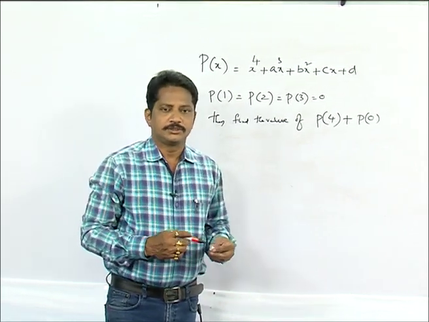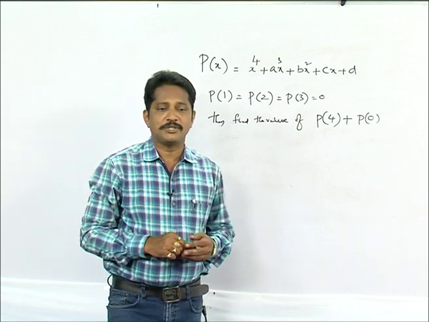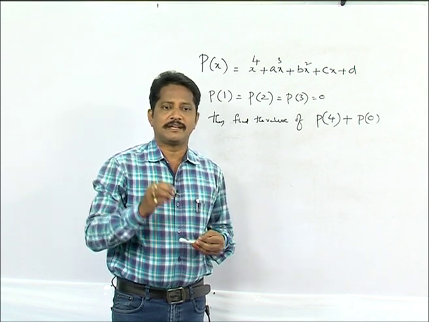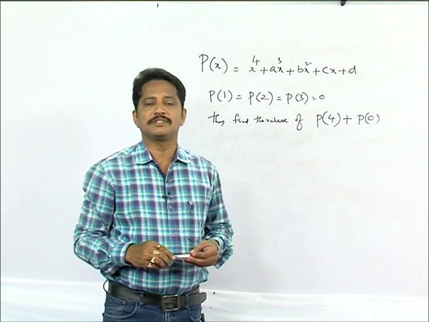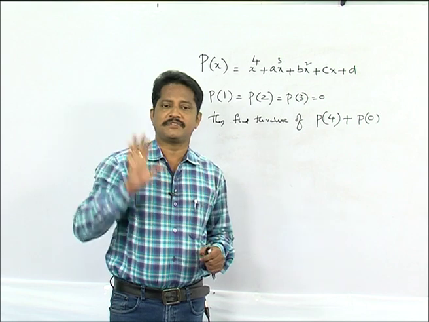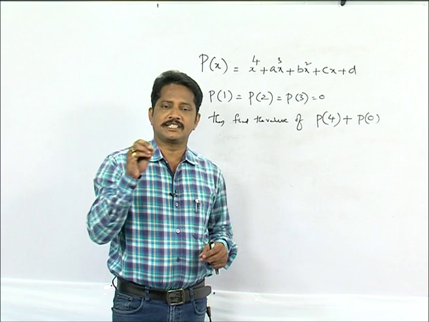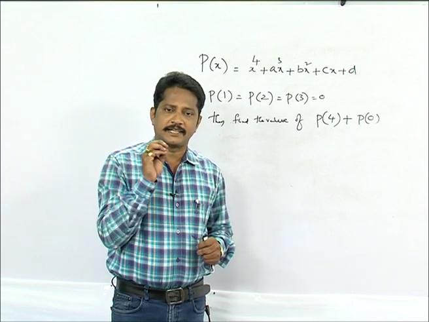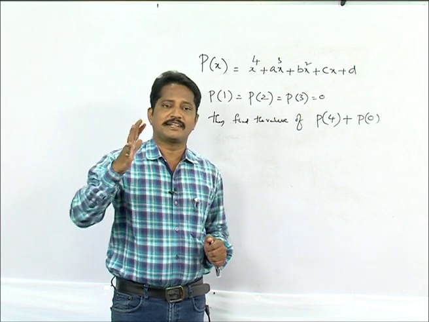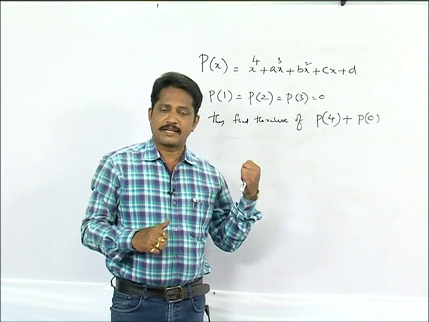You are writing; mostly all of you know this answer. Procedure-wise, maybe 80% of the people will do this: p of 1 equal to 0 means they will substitute x equal to 1 and get an equation in terms of a, b, c, d. They will substitute x equal to 2 and again get an equation in terms of a, b, c, d. They will substitute x equal to 3 and get another one. So you get 3 equations in terms of a, b, c, d. Now we are going to find p of 4.